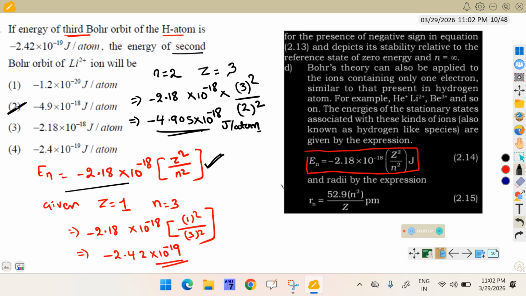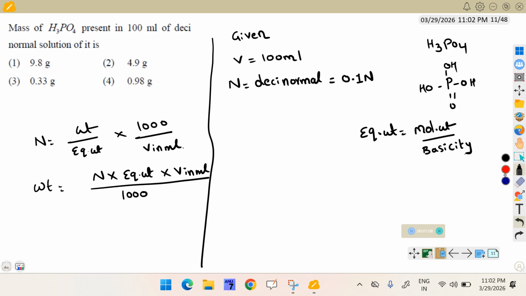Correct answer is second option. Mass of H3PO4 present in 100 ml of decinormal solution of it is. Given volume is 100 ml. Normality decinormal, that means 0.1 normal. So normality is given, so use the normality formula: weight by equivalent weight into 1000 by V in ml.